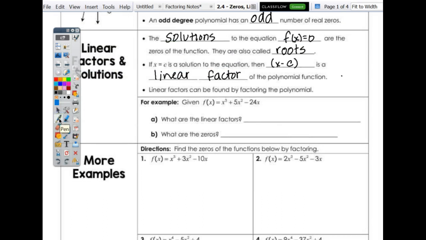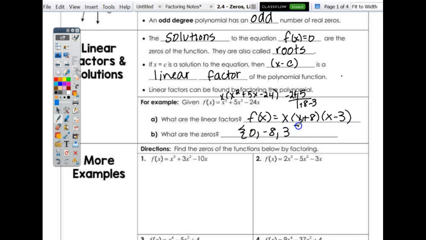So f of x equals x cubed plus 5x squared minus 24x. So first of all, how do I have to start? Take the x out. So I get x squared plus 5x minus 24. So when I do a times c, the zeros end up being 0, -8, and 3.